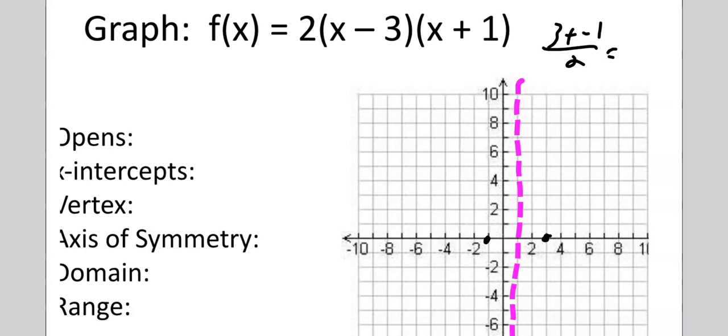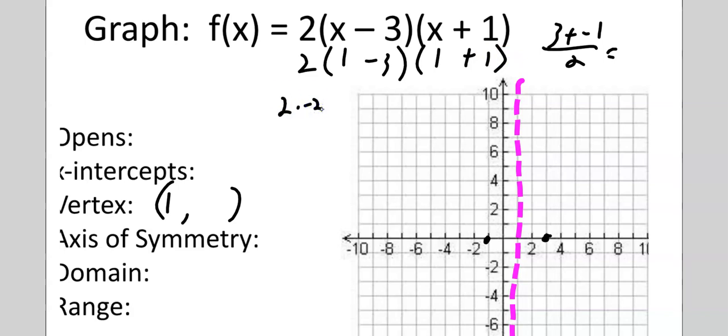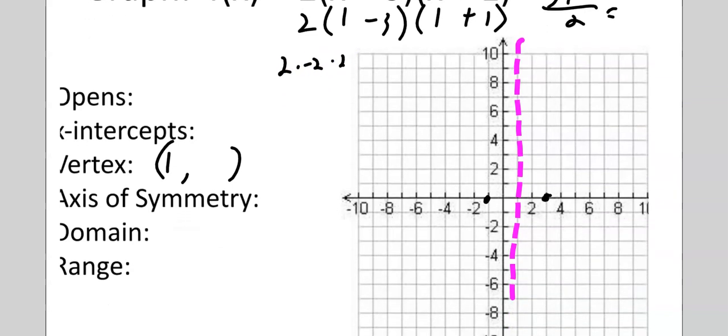All right? Now, since we know x equals 1, the vertex is somewhere on that line. That means the vertex is at 1 comma something. So if we just plug a 1 in here and solve, we'll find out what that is. So 1 minus 3 is negative 2. So we have 2 times negative 2. 1 plus 1 is 2. So 2 times 2 times 2 is 8, and that's going to be negative 8. So the vertex is at 1, negative 8.